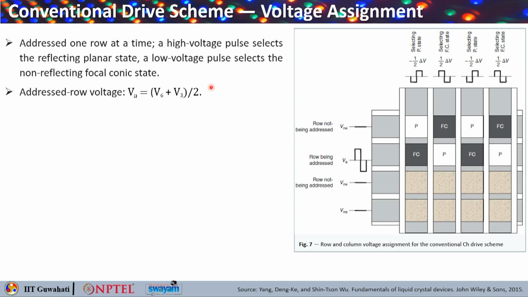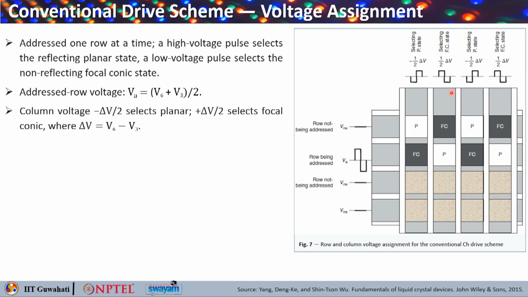Now, this is the diagram that shows the row and column voltage assignment for the conventional cholesteric driving scheme. Here you see this row not being addressed, this row has a voltage pulse, so this is being addressed, and these two are also not being addressed. Here different pulses are applied to different columns.